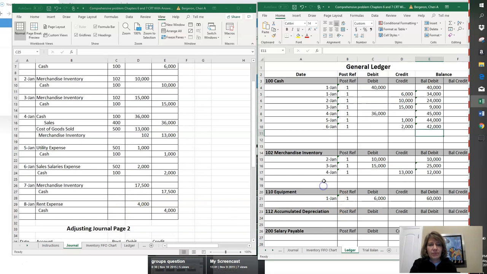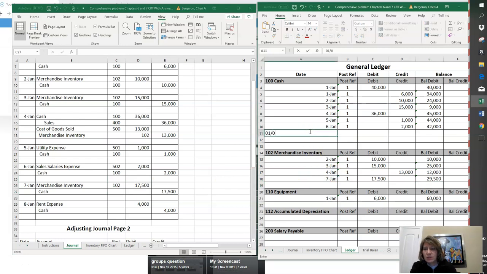Merchandise inventory, January the 7th, from page 1, $17,500. I really replenished my inventory here, didn't I? All right, so I did that in the wrong column again. 12,000 plus 17,500 is how much I have, so I have a total of 29,500, and that went to account number 102.